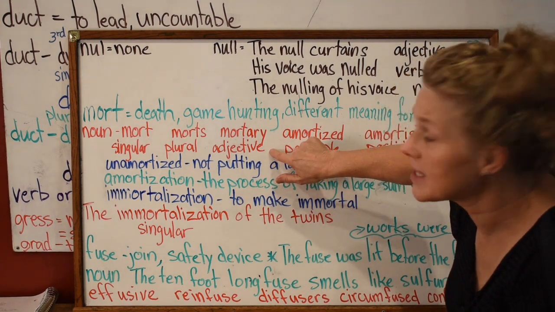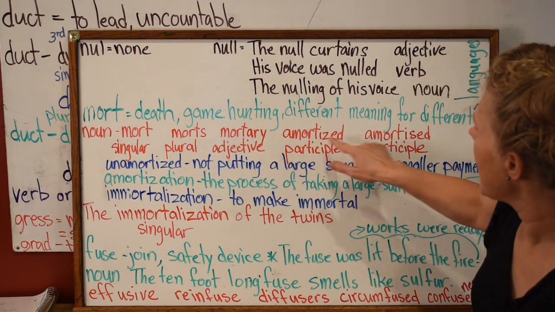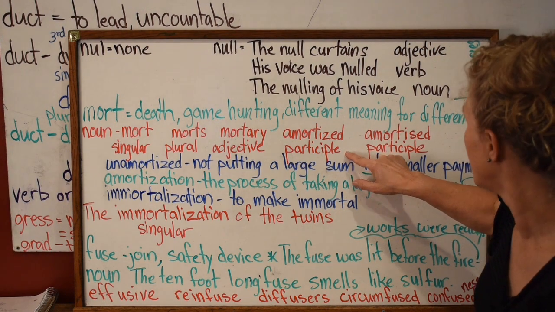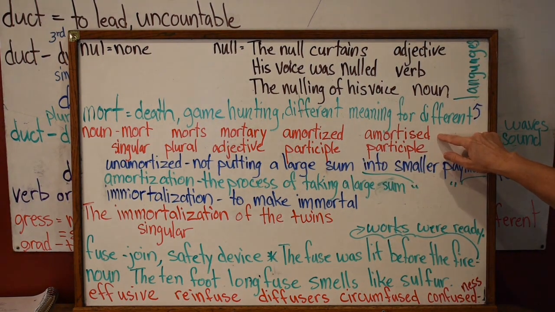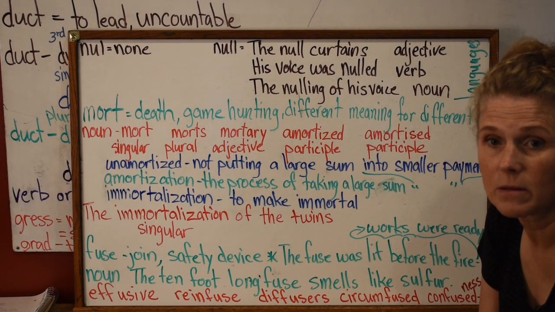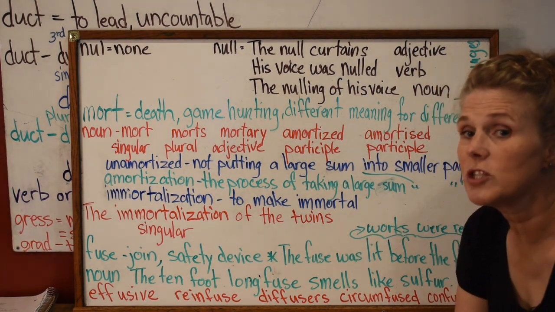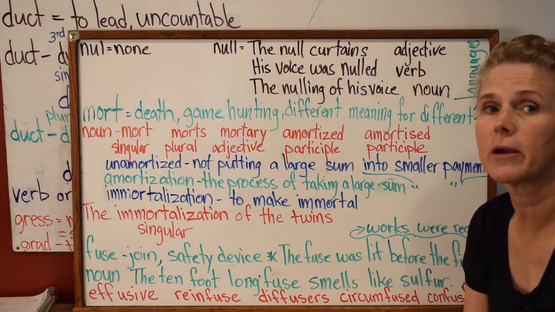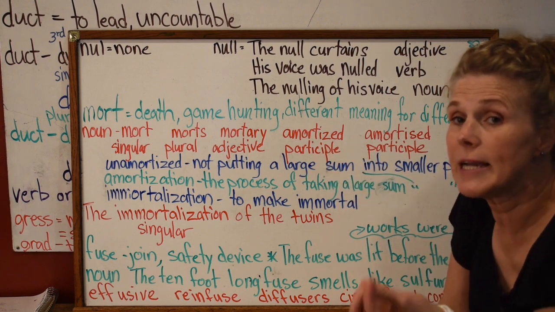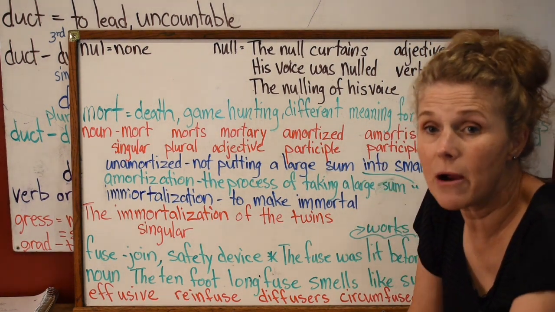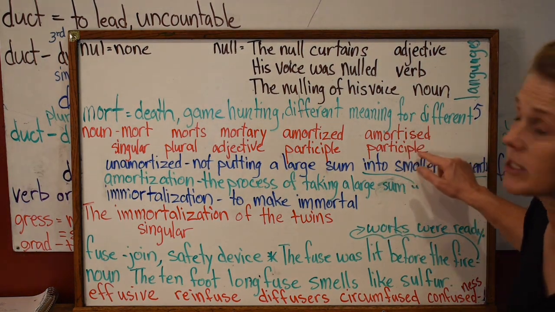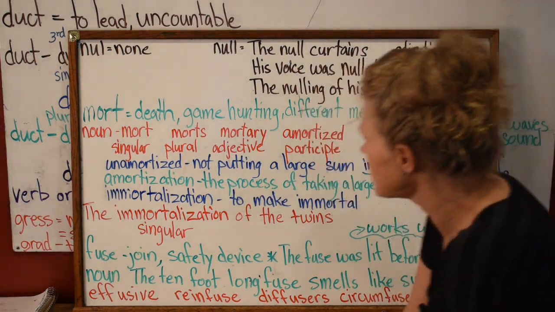Mortary, this is an adjective. How about amortized? You have it as a participle. Amortized as a participle. What's different about these two? One of them has an S, the other has a Z. So which one is British English and which one's American? American is the I-Z-E. Yep. So if you see I-Z-E, you know it's American English. I-S-E as the suffix is going to be British English.